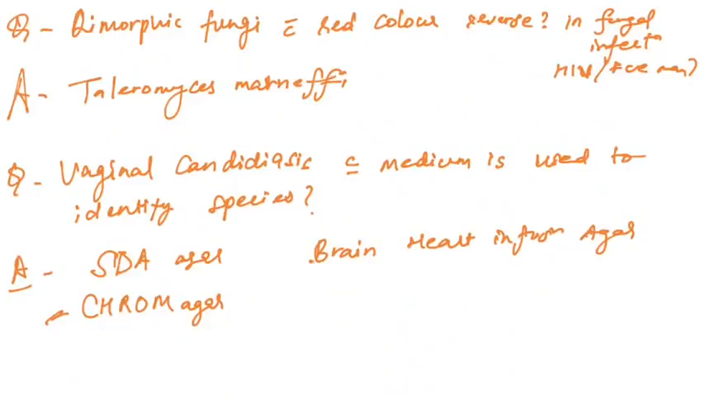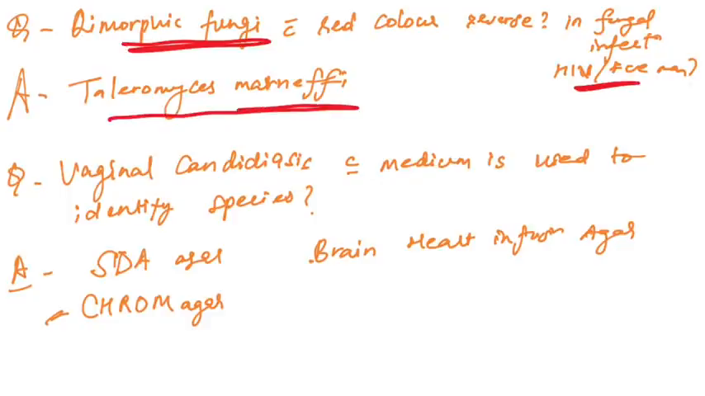Now, a dimorphic fungus with red color rivers, and this fungal infection is seen in an HIV positive male. Which of the following organisms is it? So Talaromyces marneffei. This is the answer. It is seen in HIV positive cases, and it is a dimorphic fungus with red color rivers.